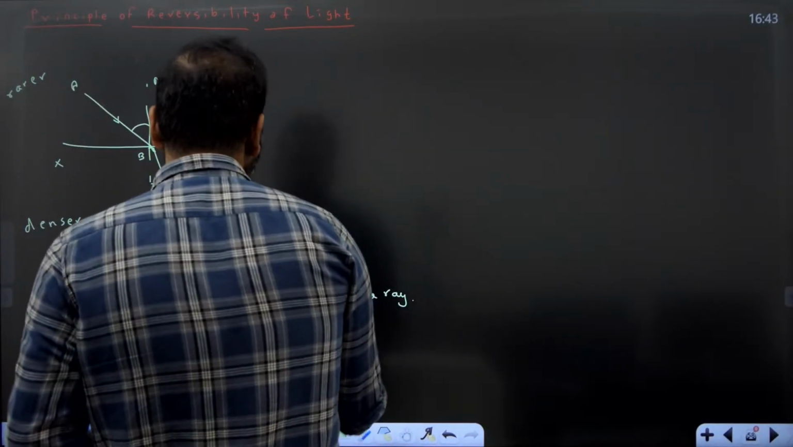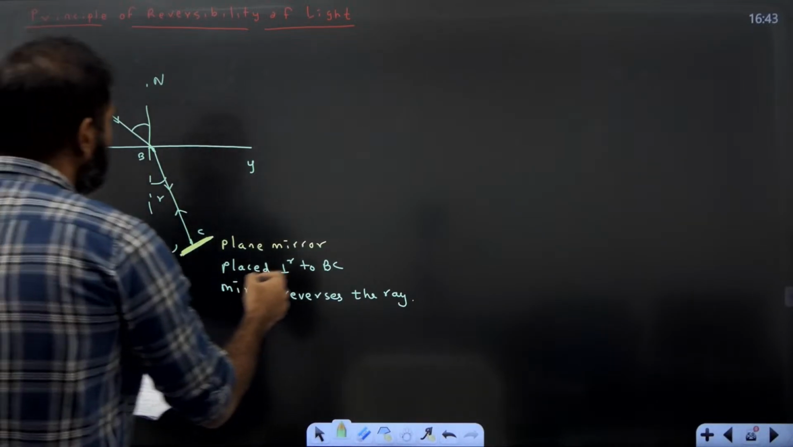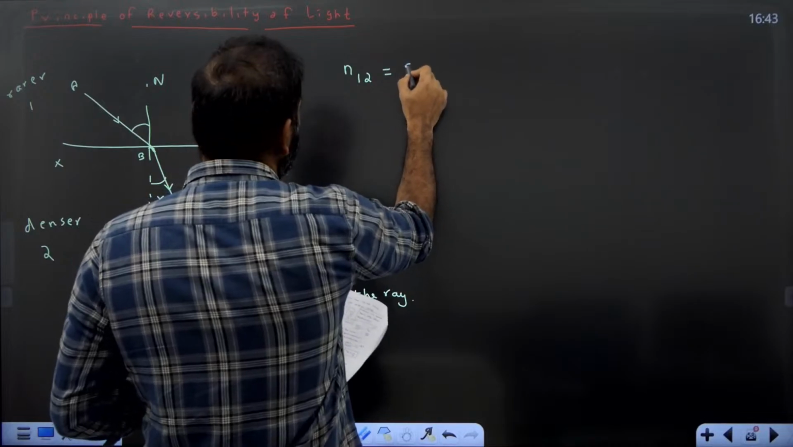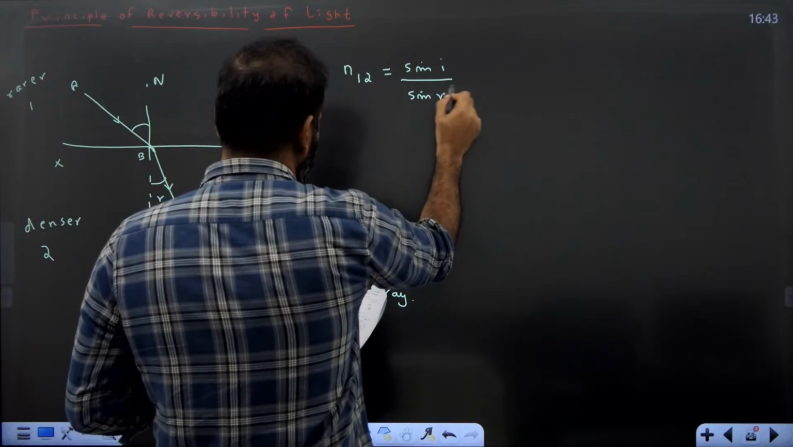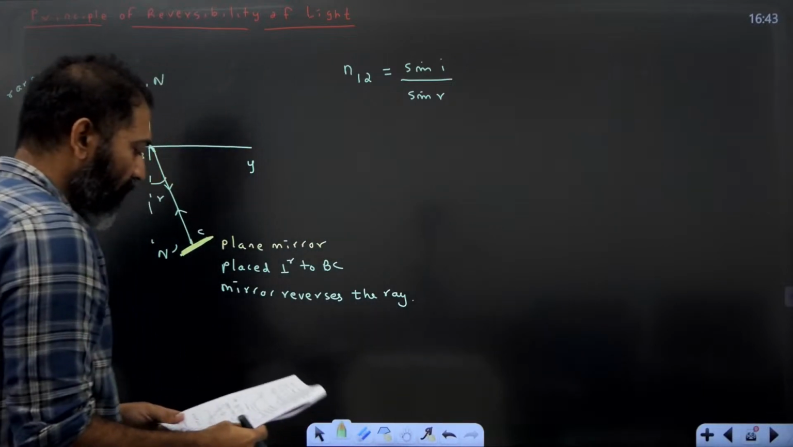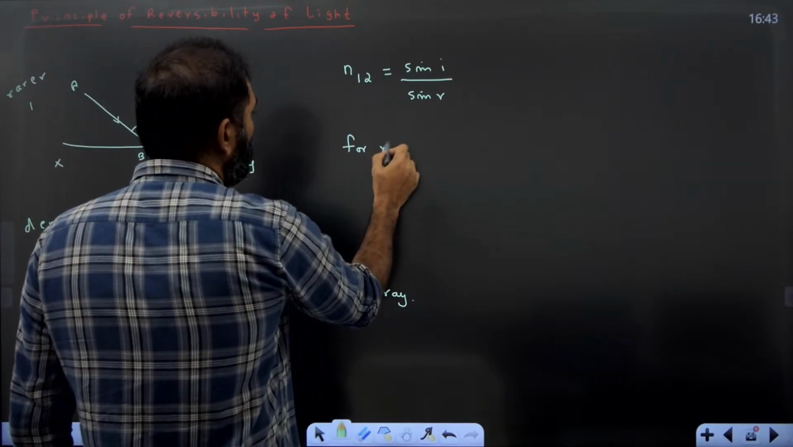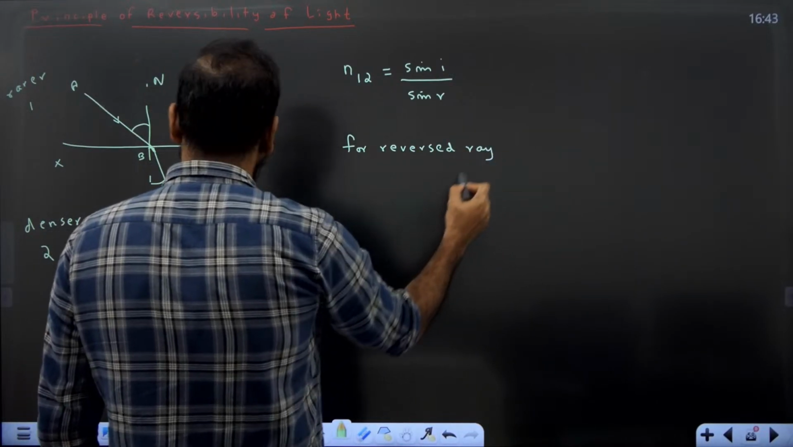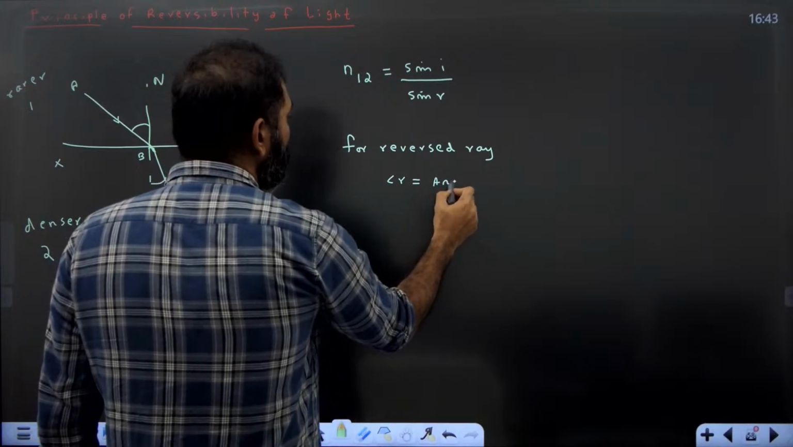So let this be the first medium and this the second medium. In the first case, the refractive index of the second medium with respect to the first medium is equal to sin i by sin r. For the reversed ray, angle r is the angle of incidence.